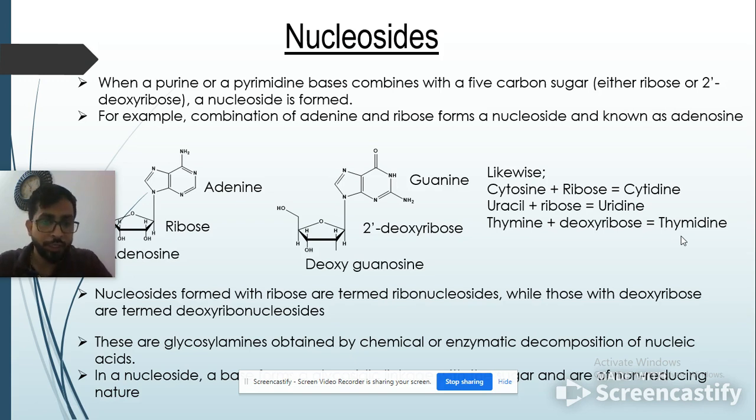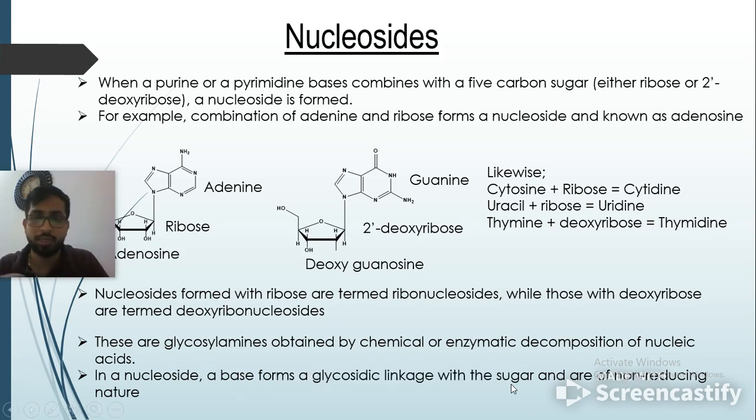Now, these nucleosides which contain ribose sugar are known as ribonucleosides, and those which contain deoxyribose as the sugar moiety in their structure are known as what? Deoxyribonucleosides. So depending upon the structure of the sugar in the nucleoside, we can name them ribonucleosides or deoxyribonucleosides. These glycosylamines are obtained by chemical or enzymatic decomposition of nucleic acids.